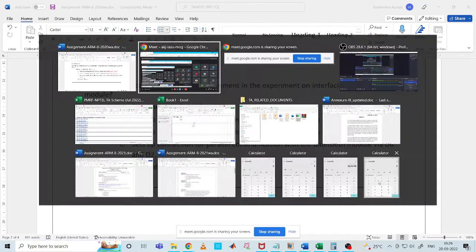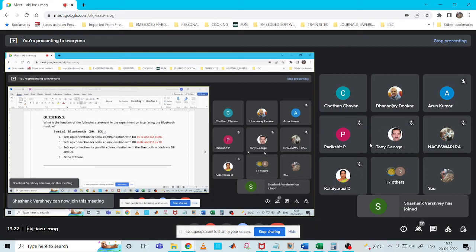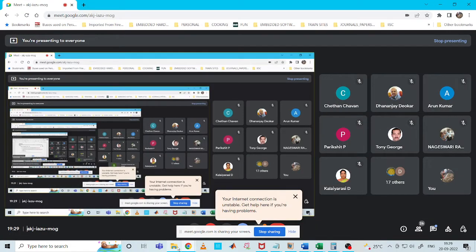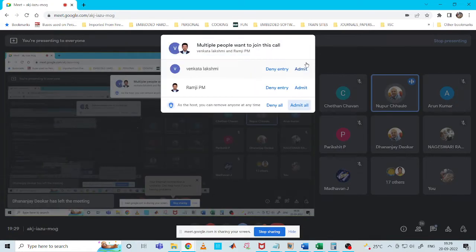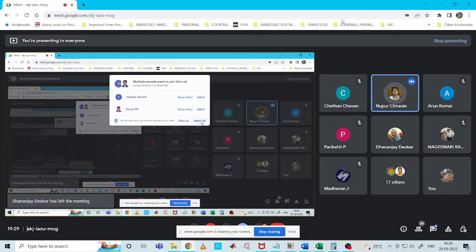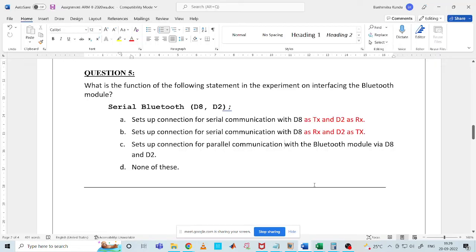As for serial Bluetooth, it's first one RX, second one TX. It's actually serial PC, that is for the accelerometer. It's first one TX, then RX. Okay, I'll check the Bluetooth. Let the Arduino open. This question 5 will keep it on hold.